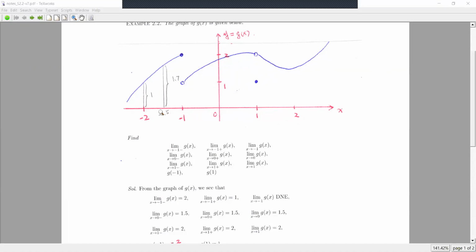So when x approaches negative 1, the function approaches 2 different numbers. Therefore, this both-sided limit doesn't exist. DNE, does not exist. This limit doesn't exist.